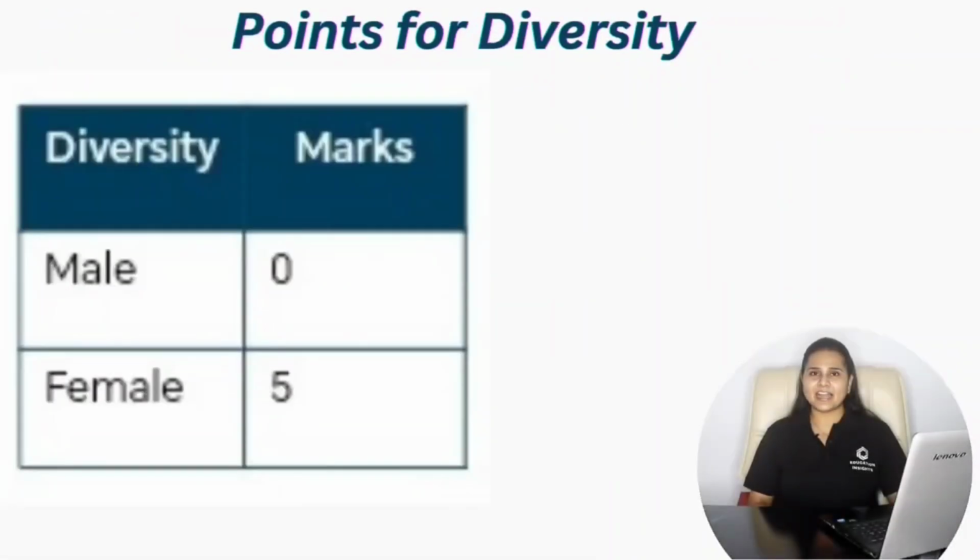Then if we consider diversity, the Indian Institute of Management, Jammu has a gender diversity weightage of 5%. So if you are a female candidate, there is 5% weightage on the basis of gender diversity. So this is the selection criteria for the Indian Institute of Management, Jammu. These are all the factors considered in the final selection criteria, and on this basis the composite score is calculated, and then the final list of selected candidates is made by IIM Jammu.